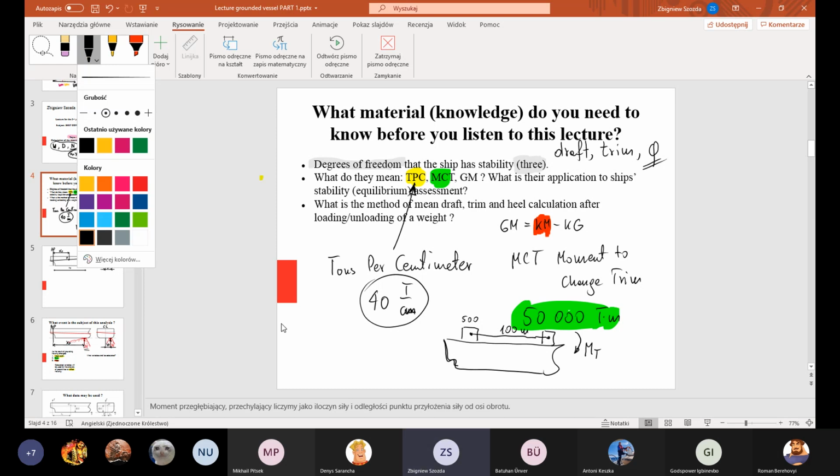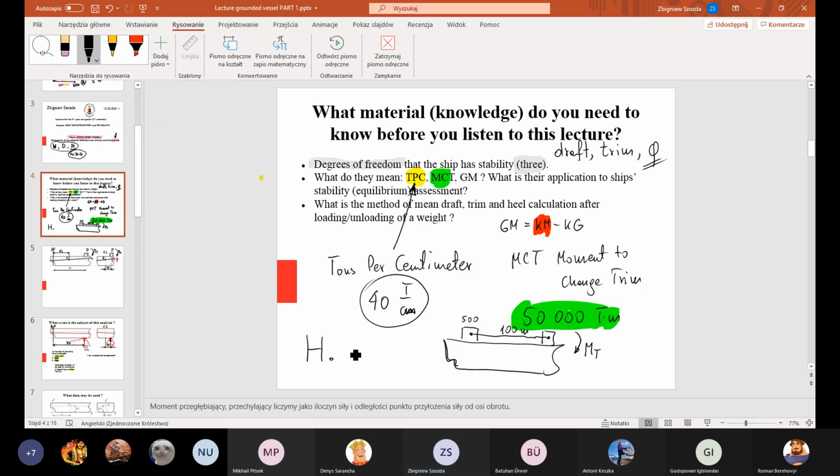Who will tell? You can find this information in the hydrostatic particulars. Sometimes during our lectures we call it hydrostatic tables. Tables in digital form, maybe sometimes particulars in the form of drawing. We use both names: hydrostatic particulars or hydrostatic tables. So if you need this information, it is available on board your ship in hydrostatic tables.